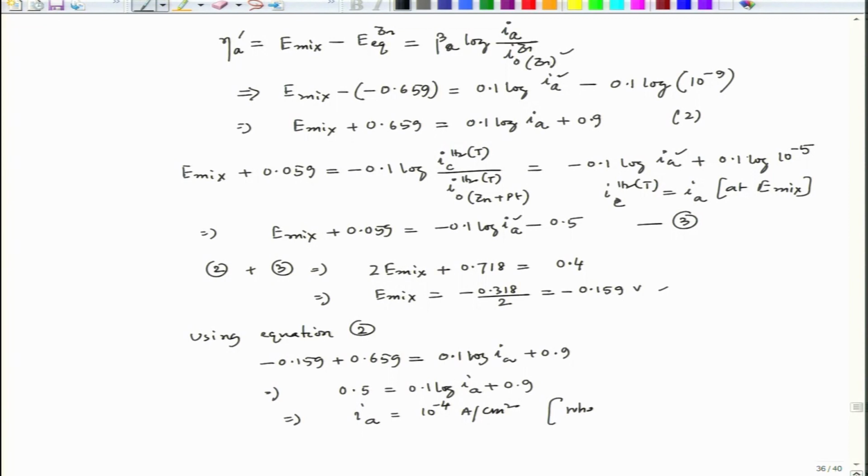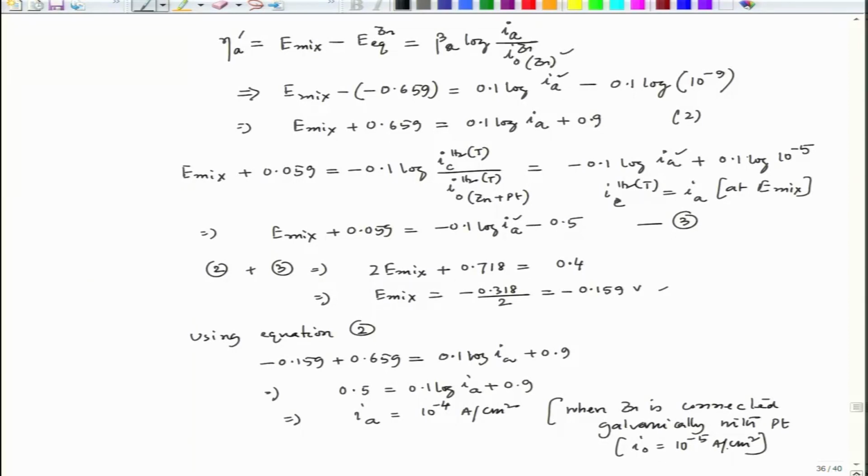When zinc is connected galvanically with platinum, where I0 equal to 10 to the power minus 5 ampere per centimeter square.